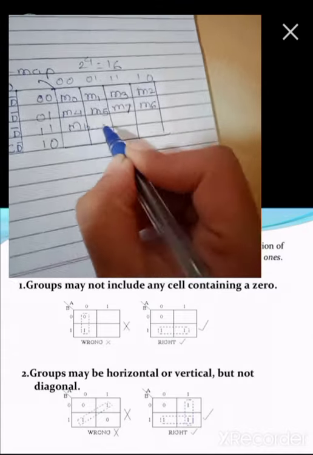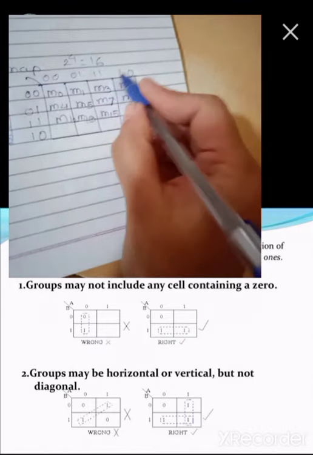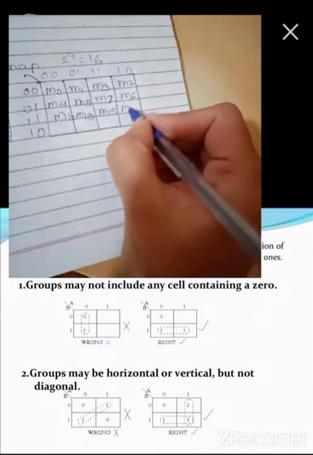1101 means M13. 1111 means M15. 1110 means M14. 1000 means M8. 1001 means M9. 1011 means M11 and 1010 means M10.